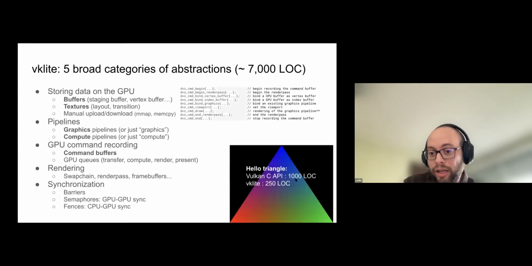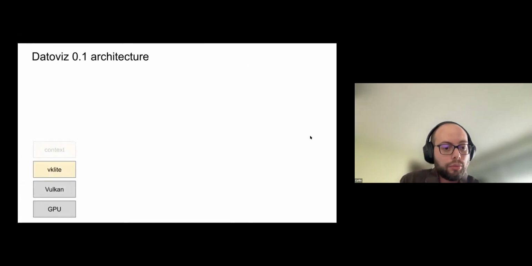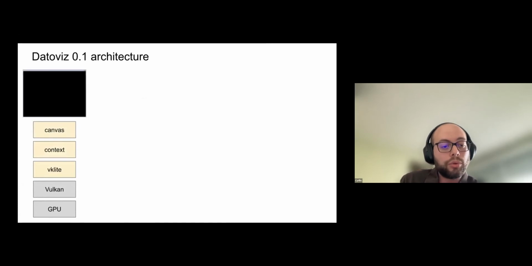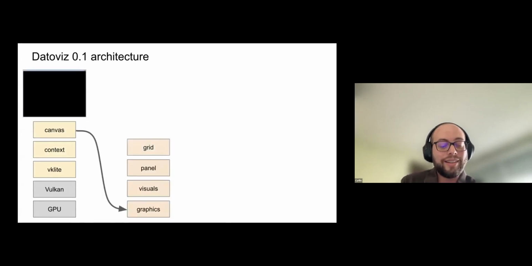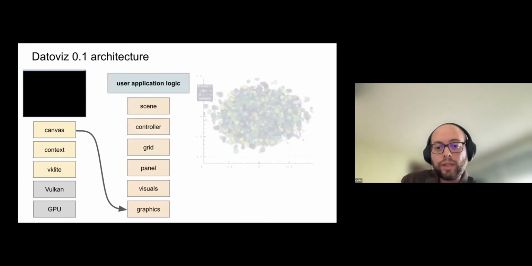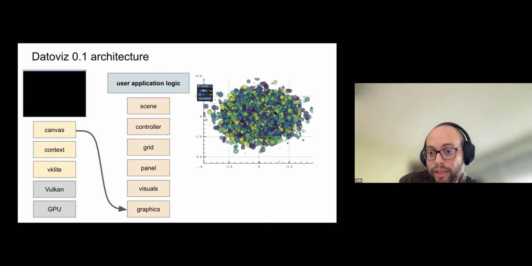Whereas you need something like 1,000 lines of code for the hello triangle in pure Vulkan, with VK Lite you gain a factor of 4, which is okay. It's still quite complicated, but not as complicated as Vulkan. So you have VK Lite, and on top of this, in Datoviz, you have many stacked layers. And in the end, you can plot things like that, a simple scatter plot. The different layers implement the ticks, the axes, the panning and zooming, and even GUIs. And that's basically the functionality that is provided by Datoviz currently.